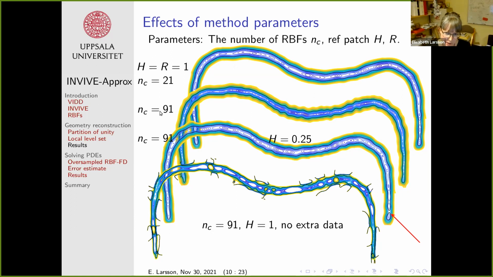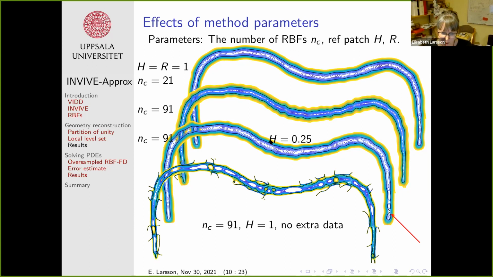If we increase the number of local points, as would be expected, we get an overfitting to the data. So we see that we get a lot more oscillations here because we have noisy data and we are not actually doing any regularization at this point. So we're just making a least squares fit.